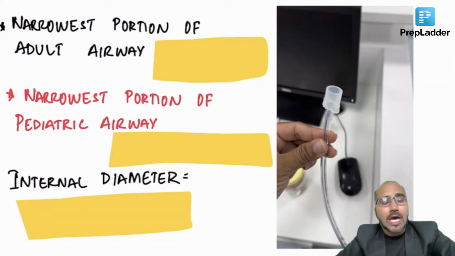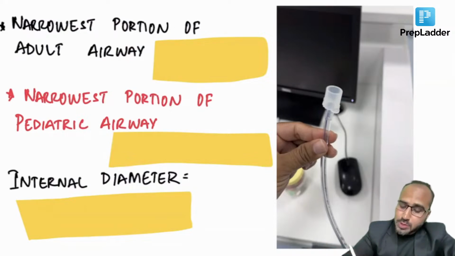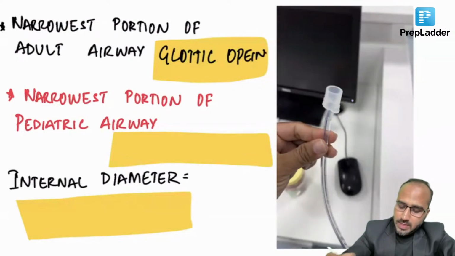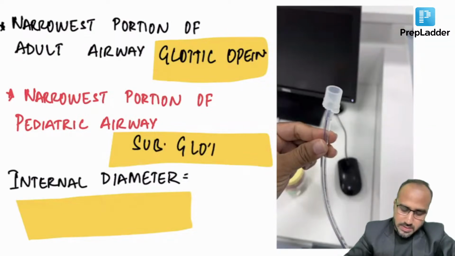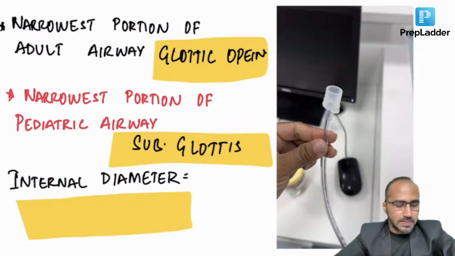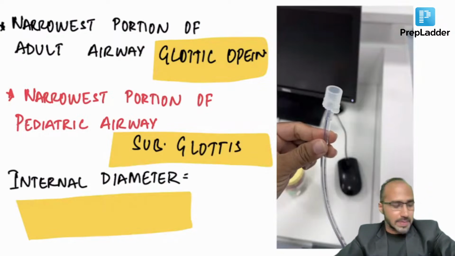Now, what is the narrowest portion while passing the endotracheal tube in adults? Remember, guys, the narrowest portion of the adult airway is the glottic opening. Whereas in the pediatric airway, it is the subglottis. Sir, in Murphy's eye, no. Murphy's eye was not present in the red rubber tube.